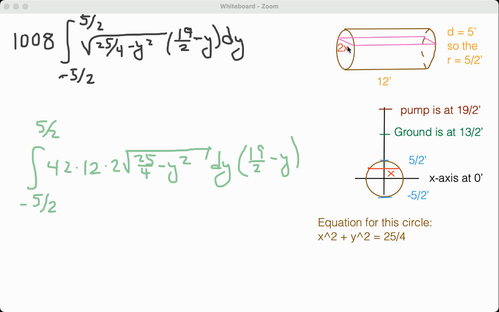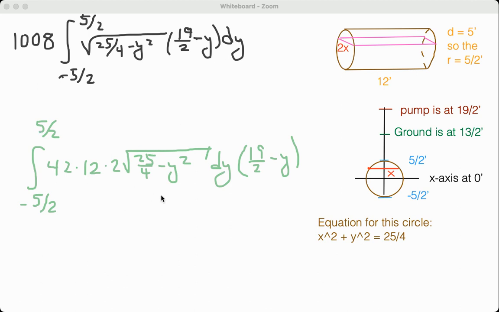The width of it just happens to be 2x. Wait, how do we get 2x? Well, if we write an equation for a circle, that's x squared plus y squared equals 25 fourths. And we realize that the distance from the x-axis over to the side is x. The length of this entire red line would be 2x. And let's be honest, the length of that entire red line is the same as the width of our little rectangle up here. So we took this equation, we solved it for x, and we got the nice square root.